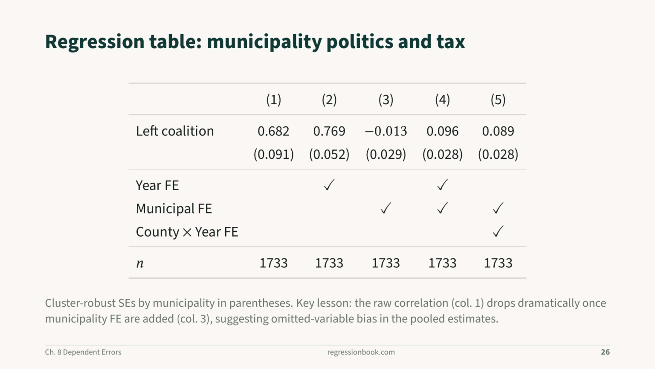Here is the full 5-column table. Cluster robust standard errors by municipality throughout, 1,733 observations. Pooled 0.682, year effects 0.769, municipality effects minus 0.013, two-way 0.096, county by year added 0.089. The caption draws the lesson. The raw correlation collapses once municipality effects enter, the signature of omitted variable bias in the pooled estimates.